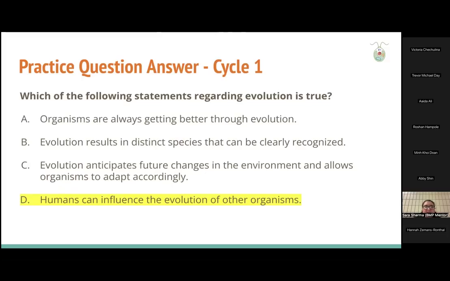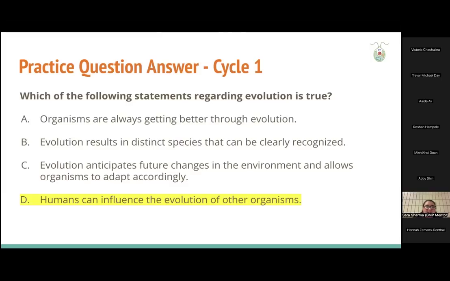A is wrong because organisms are not always getting better through evolution. There's no end goal, right? We're not always striving for something to get better. Sometimes mutation does involve some species getting worse, and then through natural selection, you'll be selected against. And then perhaps that specific organism with that specific trait does not live anymore.